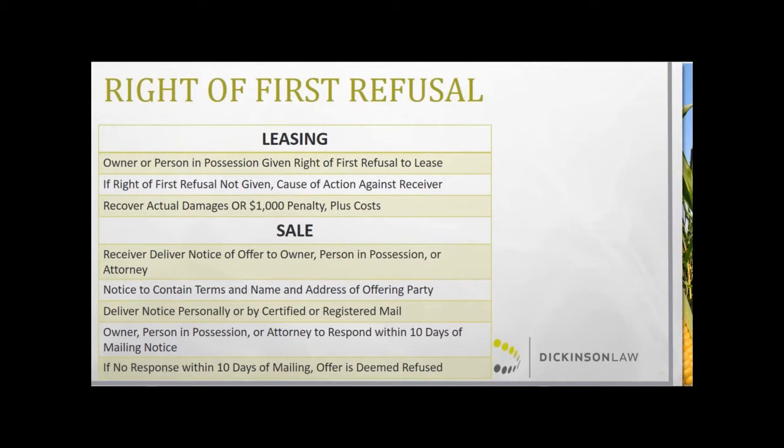So that's a significant deviation from the commercial context as well, because typically there is no cause of action that arises if the owner is not given the right to retain possession of the property during the receivership. Also, another priority that's given to the borrower, the receiver shall deliver notice of an offer made to the receiver to the owner or the person in actual possession, which contains the term of the offer and the address of the person making the offer.